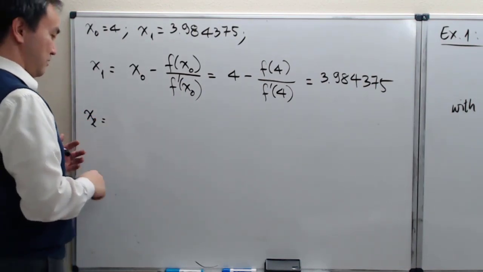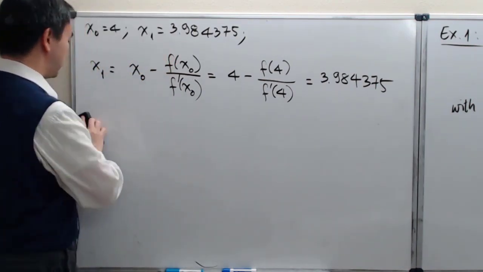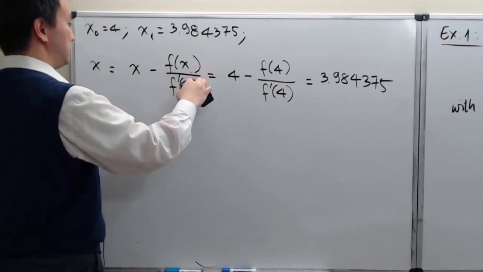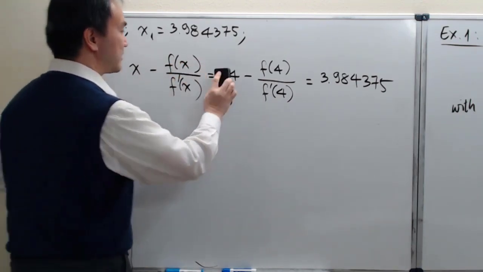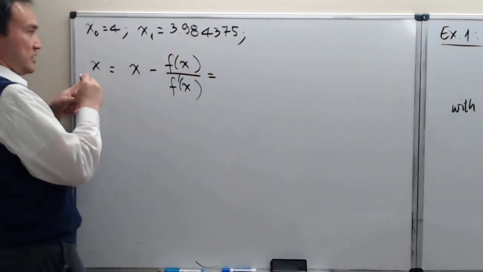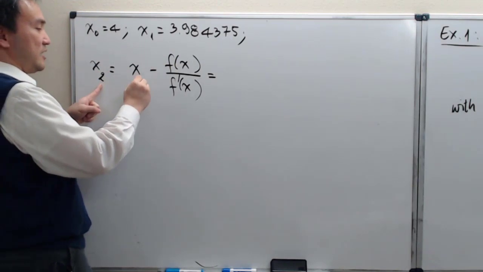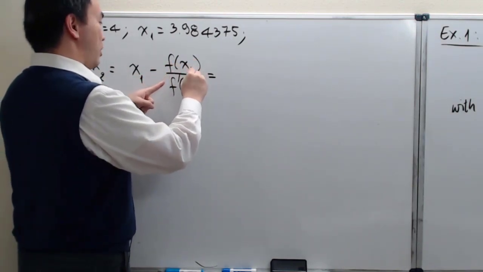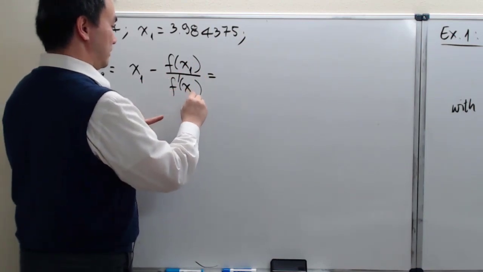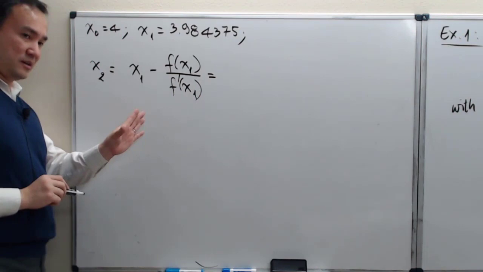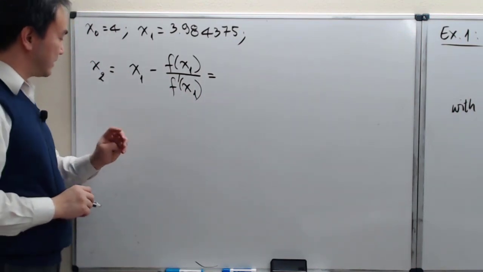Okay, so x2 here, just like that, we need the formula, and I don't need to take away my board space. Let's just do it right here with some small modification. So x2 is here. That means I need x1, the preceding step right here, minus f of x1 over f prime of x1. Okay, that's what the formula is. So the formula is applied to every single step right there.